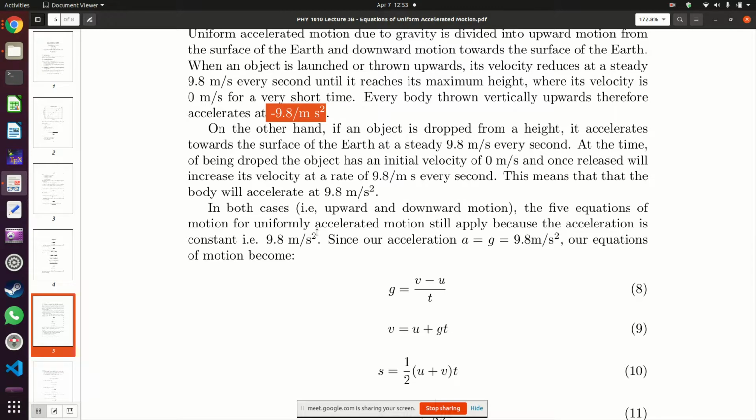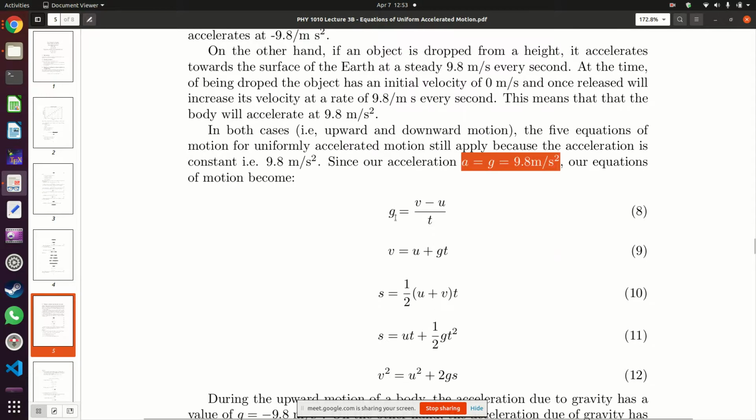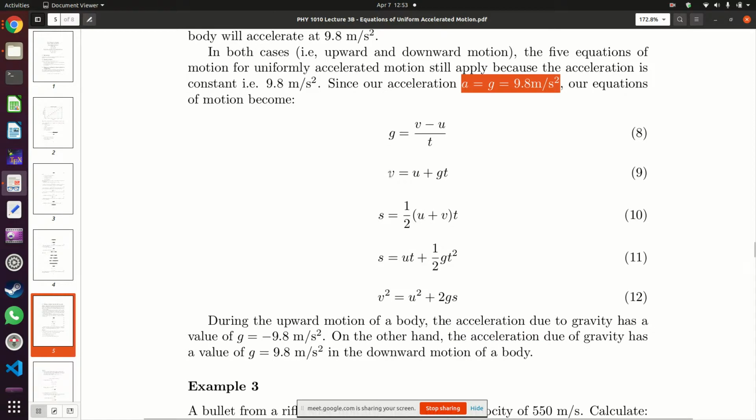So under the influence of gravity, we have a specific value on Earth for acceleration, and that is 9.8 meters per second squared. In our equations, where there is a, we just put g there. So we end up with g equals v minus u divided by t. This other one, v equals u plus gt. This other one, s equals half (u plus v) t. This other one, s equals ut plus half gt squared. And this other one, v squared equals u squared plus 2gs.